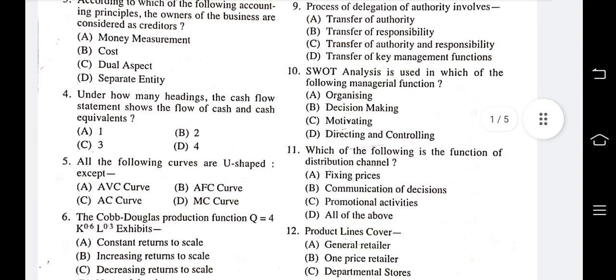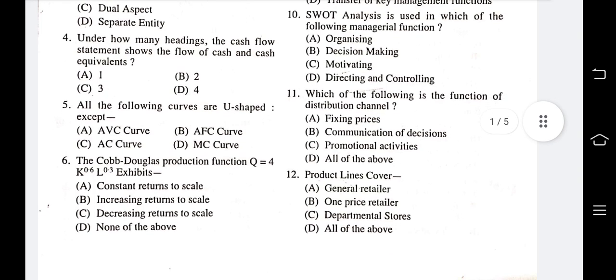Next question is 11. Which of the following is the function of a distribution channel? Options are fixing prices, communication of decisions, promotional activities, all of these. Here the answer is promotional activities. First you have to understand the question, the functions of a distribution channel. Communication of decisions can also be an answer, but the most appropriate answer is promotional activities.